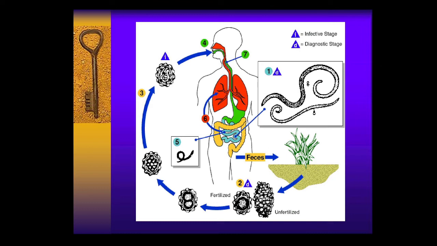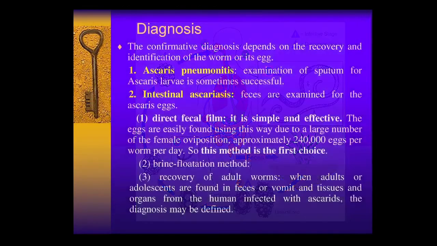In the soil, you can see the temperature is 20 to 40 degrees Celsius and humidity is about 40%. Here the first stage larva develops inside the egg within 10 to 15 days. The first stage larva undergoes its first molt while still inside the egg and becomes the second stage. Then the embryonated eggs containing the second stage larva are infective to man. This causes infection in man and the life cycle is repeated.